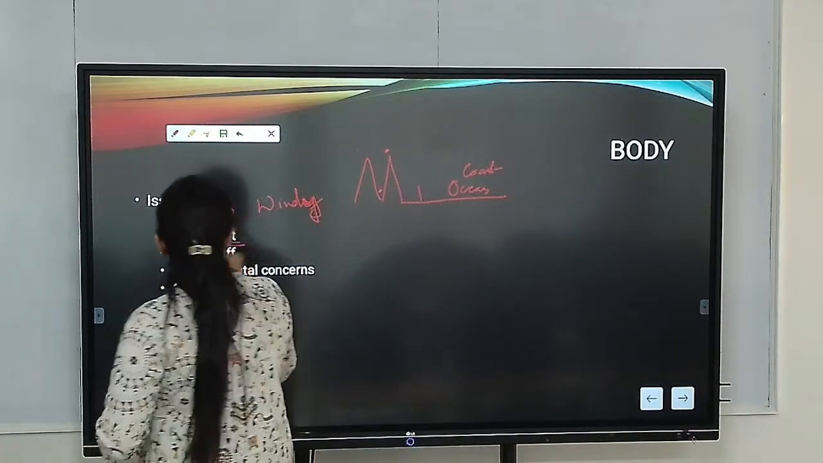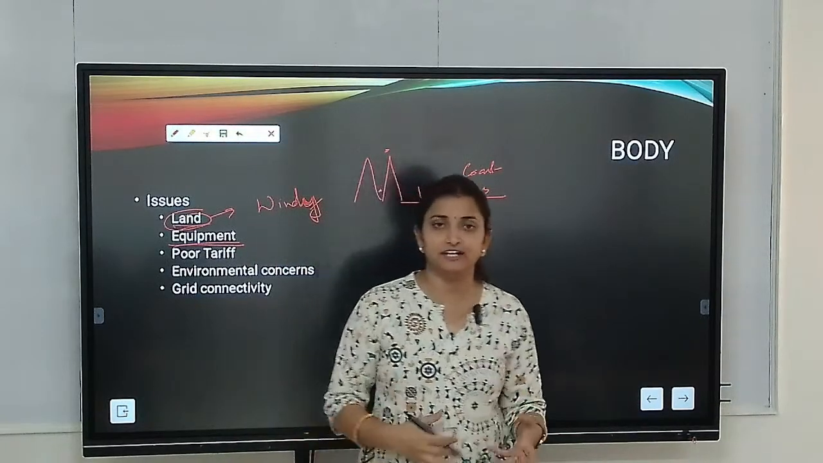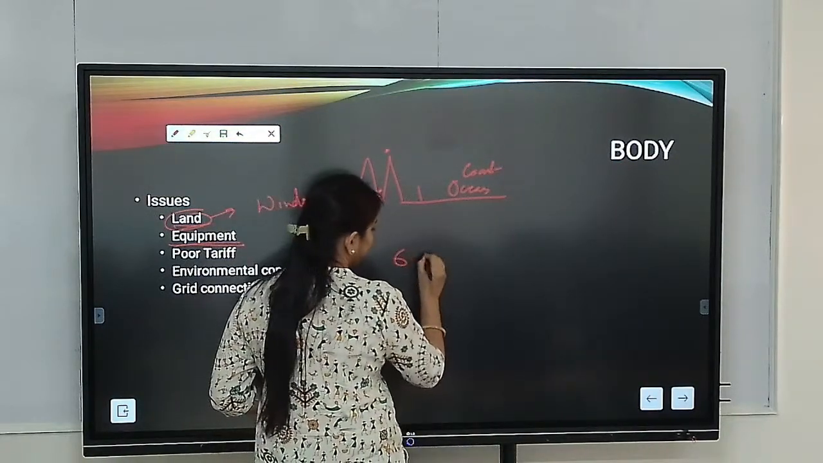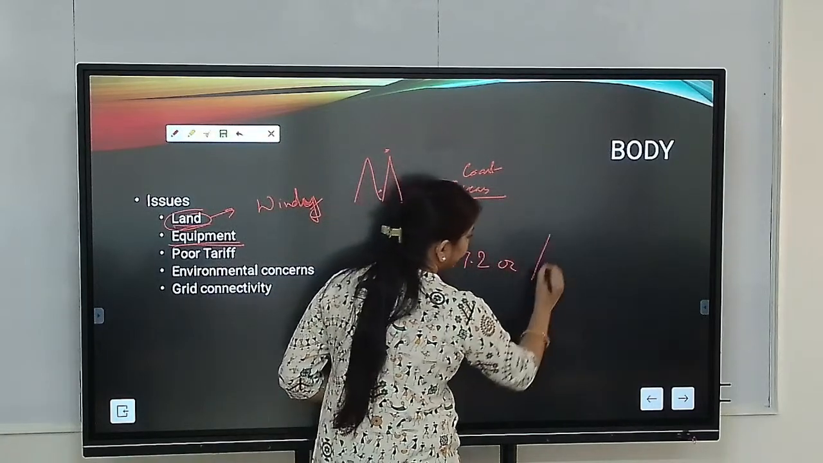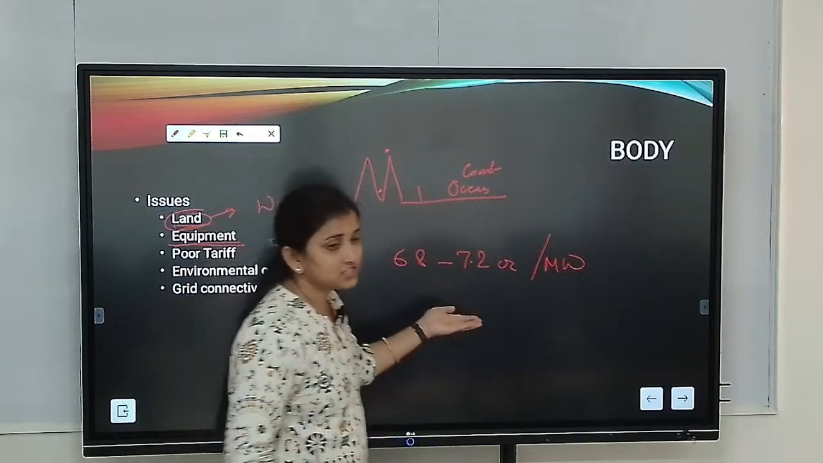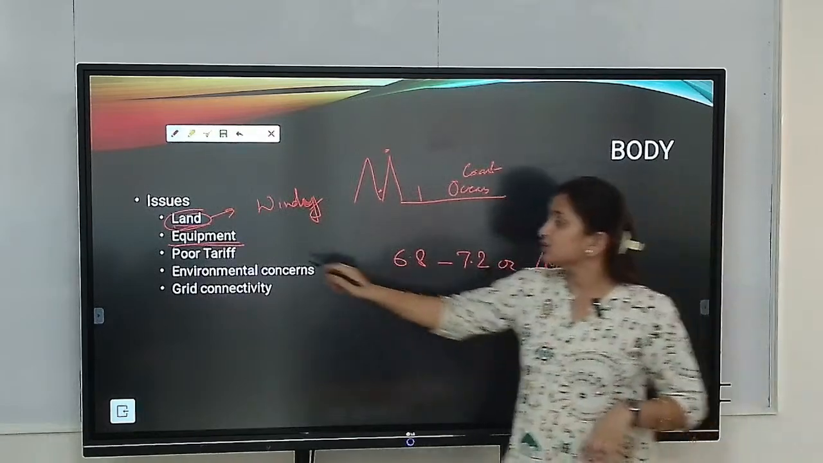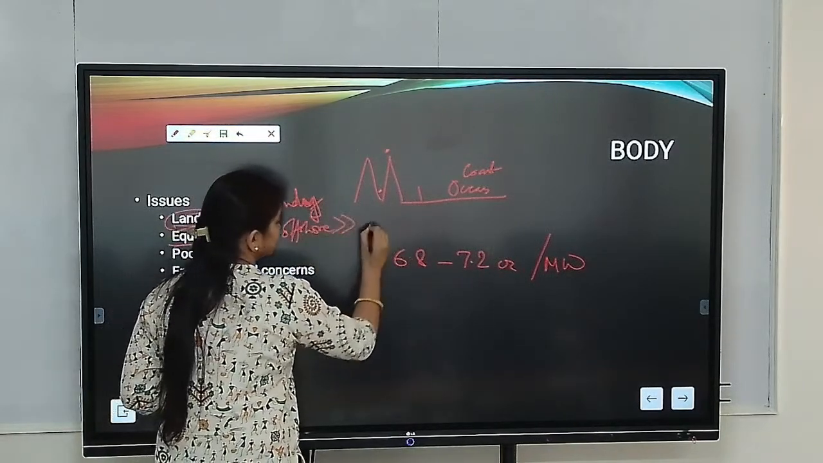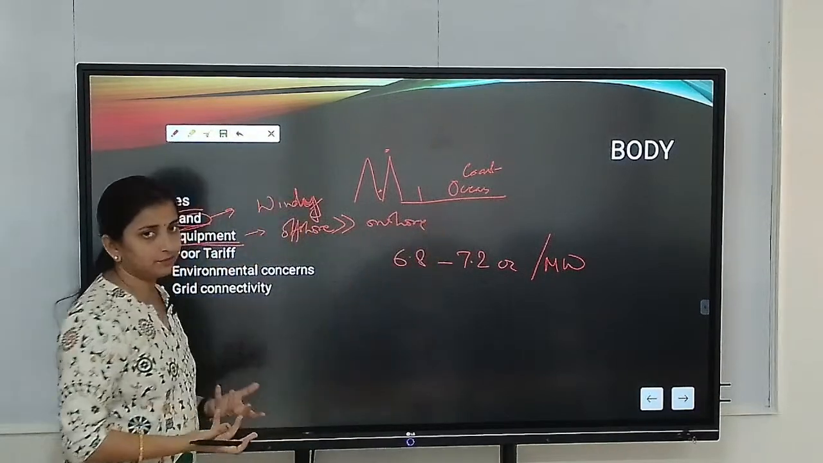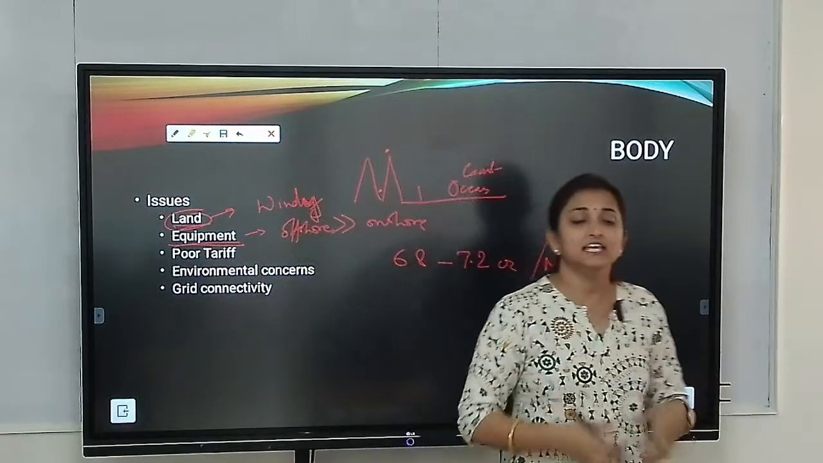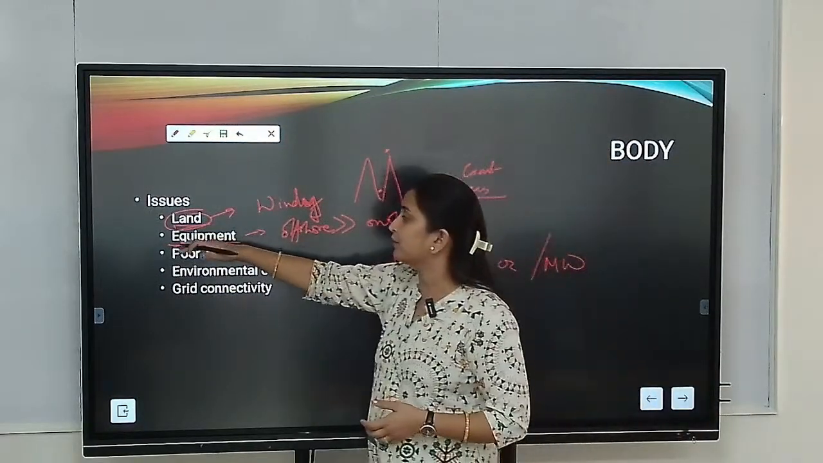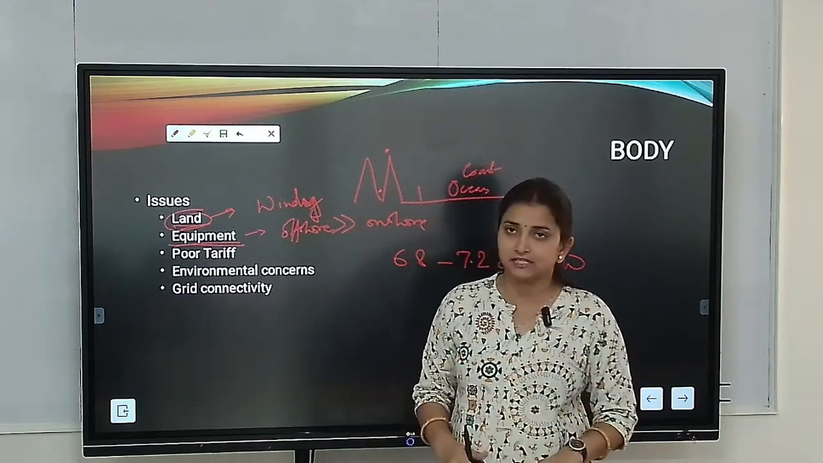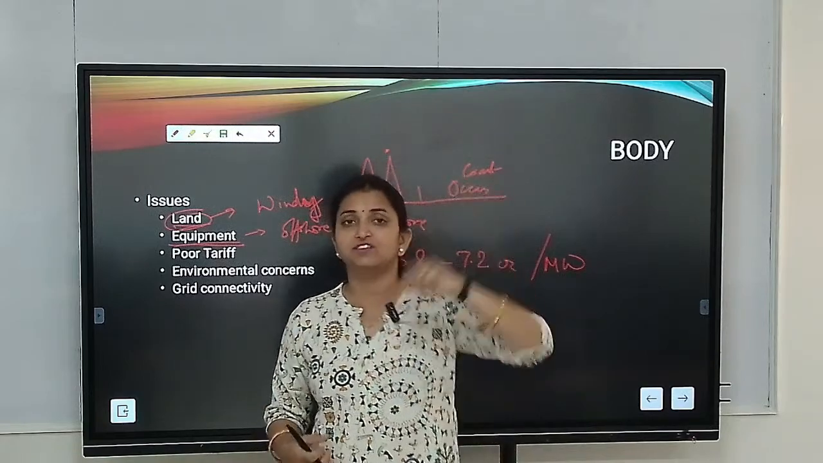The second problem is equipment. The cost of equipment is extremely high for wind energy. To give you an idea, this is approximately 6.8 to 7.2 crore per megawatt. This is the cost incurred by the generator. Within this equipment cost, offshore wind energy is even costlier than onshore, again because the equipment required for offshore wind energy is way higher than that required for onshore. So because of the equipment cost, the cost of wind energy generation is pulled up, which has reduced our potential to achieve the targeted capacity.